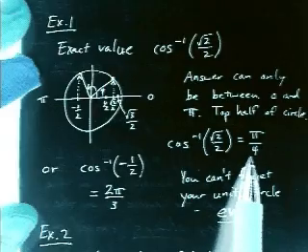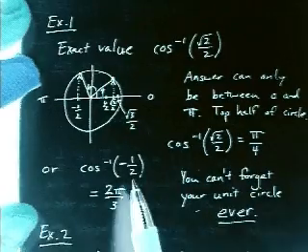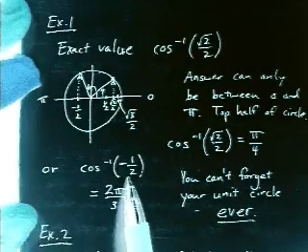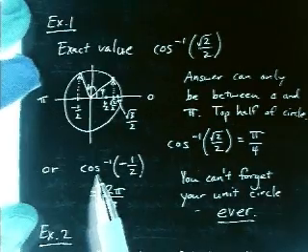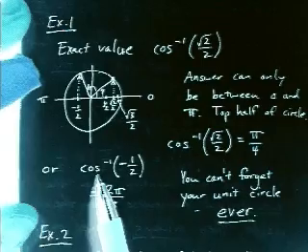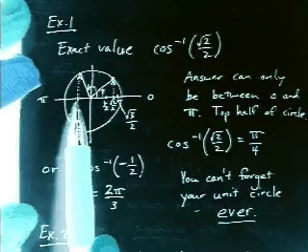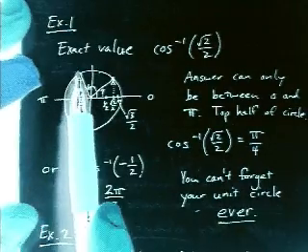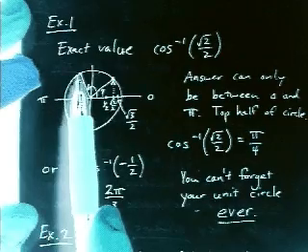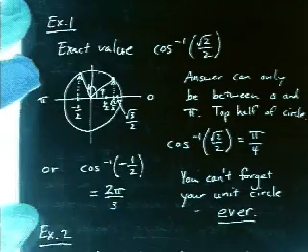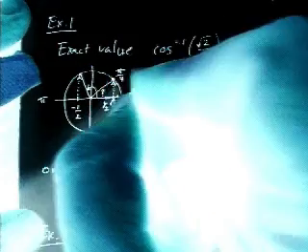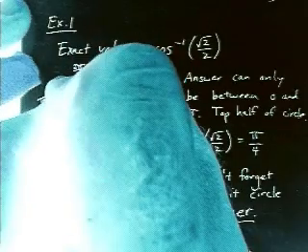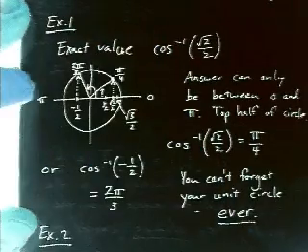Pi over 4. In other words, we're giving you an x value and asking you for the angle measurement between 0 and pi that goes with that. So for instance, -1/2 is your x value, and you come up here on the top half of the circle, that would be the angle measurement 2 pi over 3. So pi over 4 would be here, 2 pi over 3 would be there.